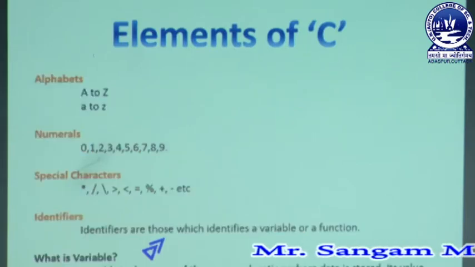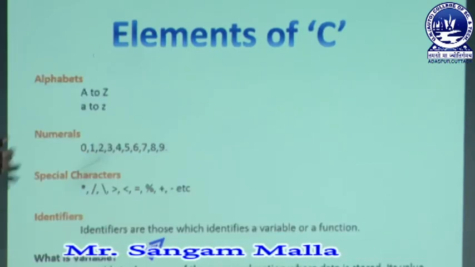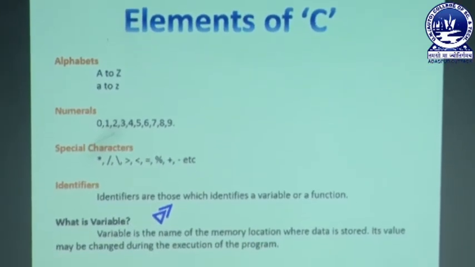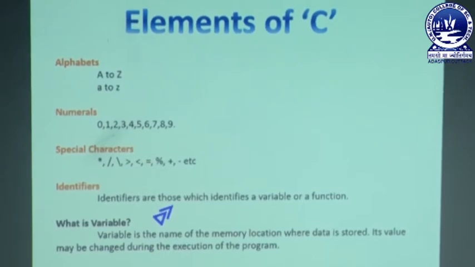Going into the details of the elements of C, first we have the alphabets. You already know what alphabets are. In the C programming language we will be using the alphabets, that is capital A to Z and small a to z. These are the basic necessity of writing the program. Next comes your numerals. Numerals means there are 10 digits, from 0 to 9. Whatever number we make, we will be using these digits from 0 to 9.